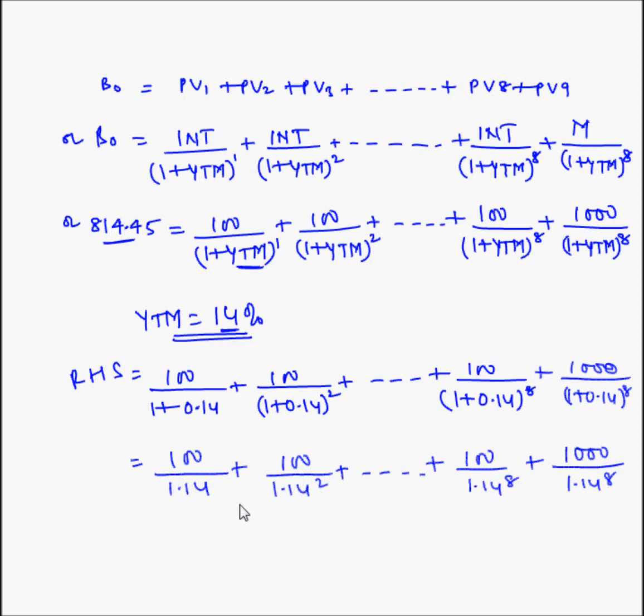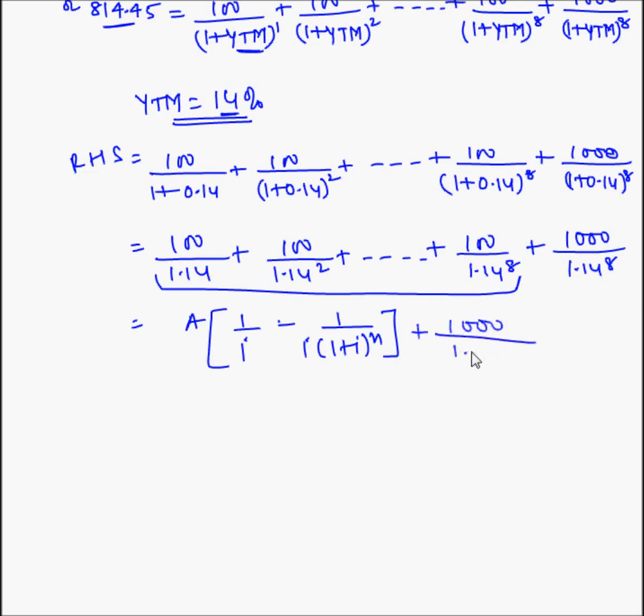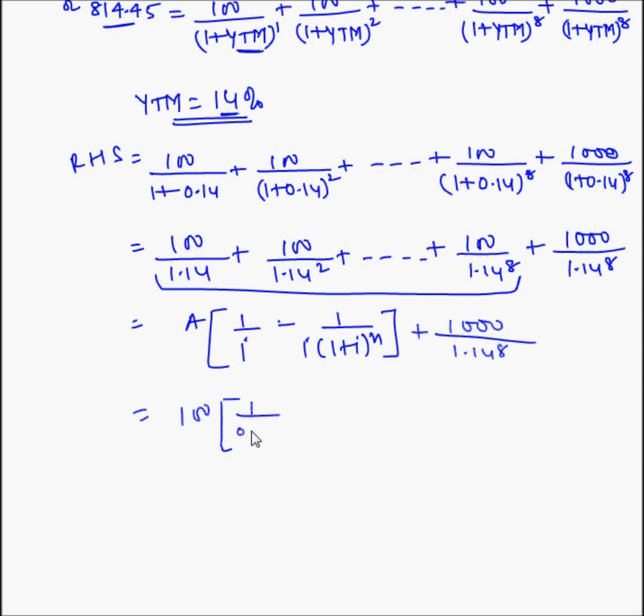Now this can be solved in multiple ways. I'll consider this part as an annuity and use the formula for the annuity, which is A into 1 by I minus 1 divided by I into 1 plus I to the power n, plus 1000 divided by 1.14 to the power 8. So the annuity amount is the interest amount, which is 100. I is the yield to maturity, which is 14%. 1 divided by 0.14 minus 1 divided by 0.14 into 1.14 to the power n. N is 8, plus 1000 divided by 1.14 to the power 8.